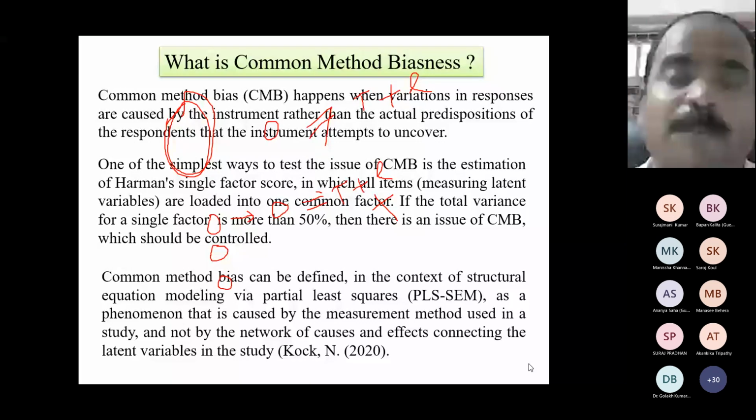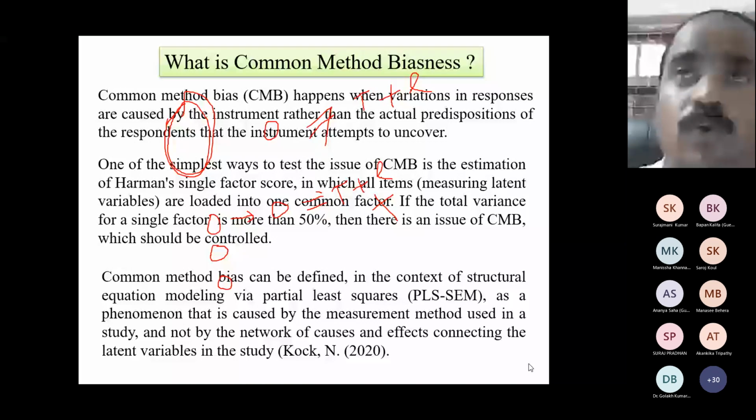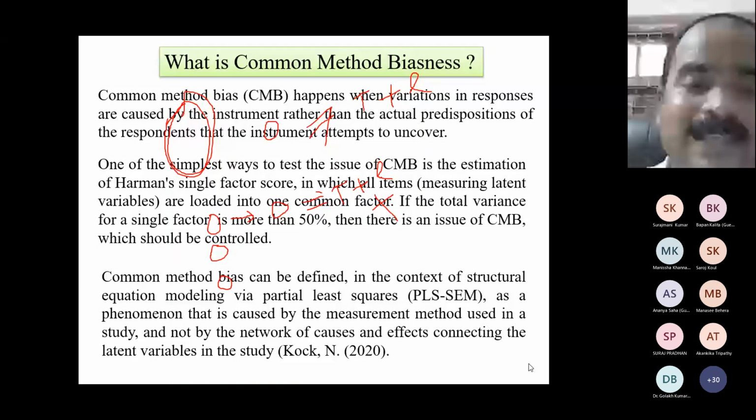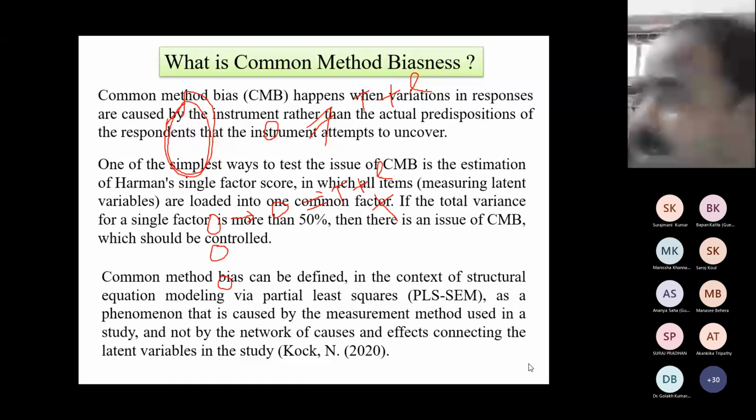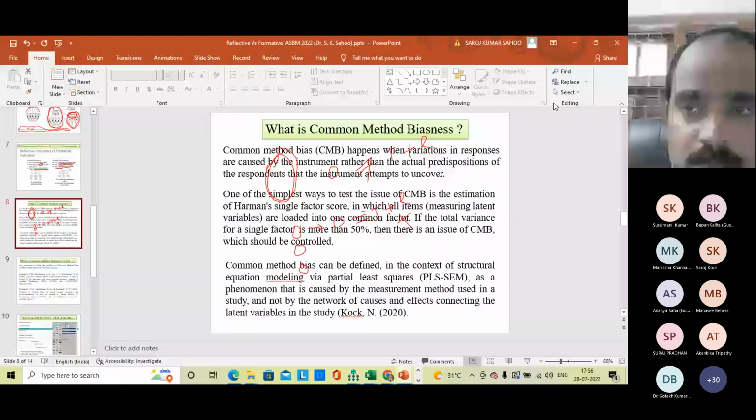Herman's single factor theory. This test is popularly called Herman's single factor score. Got it, all of you? Any problem till now? Any doubt? No, sir.